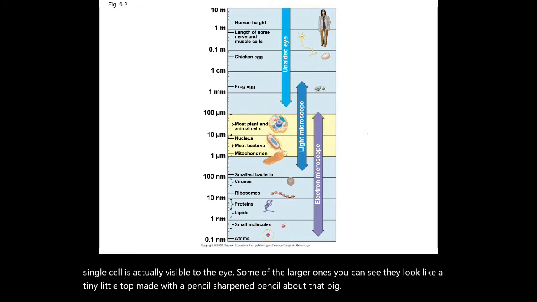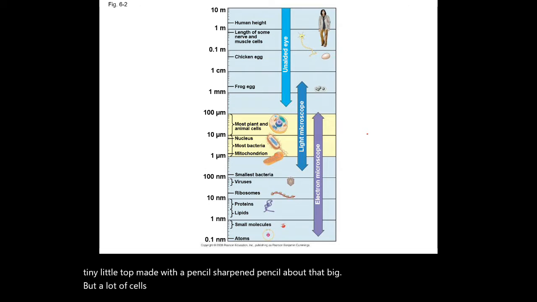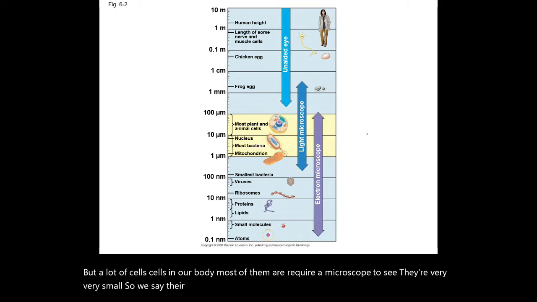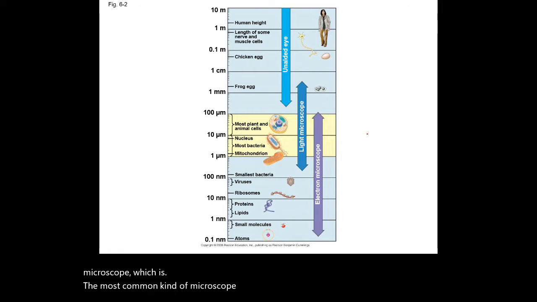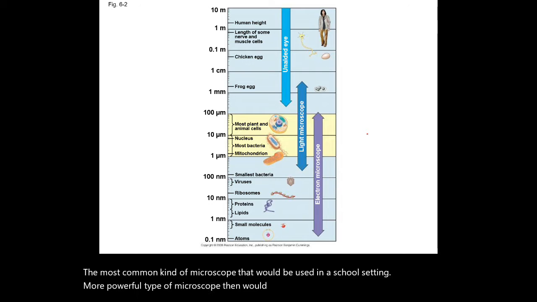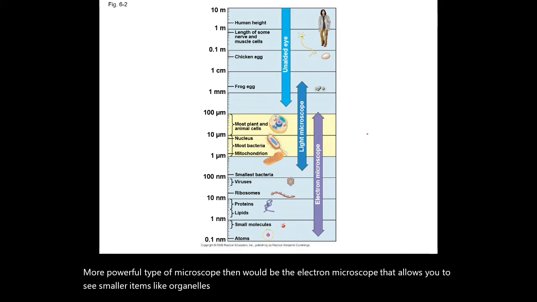But a lot of cells, the cells in our body, most of them require a microscope to see. They're very, very small, so we say they're microscopic. And many of them we can see with a light microscope, which is the most common kind of microscope that would be used in a school setting. A more powerful type of microscope would be the electron microscope that allows you to see smaller items like organelles and maybe all the way down to viruses and maybe even larger molecules.